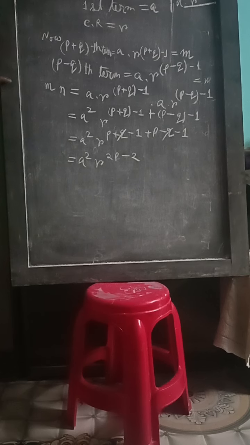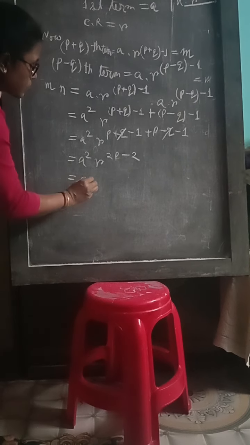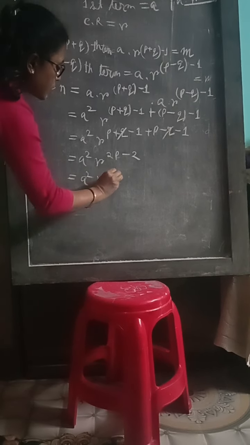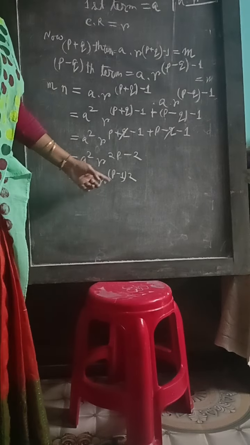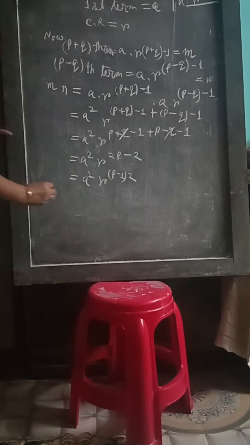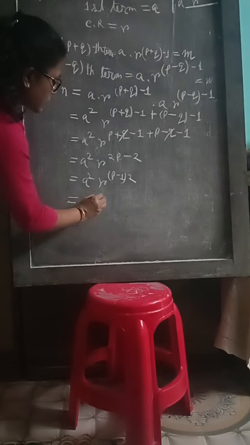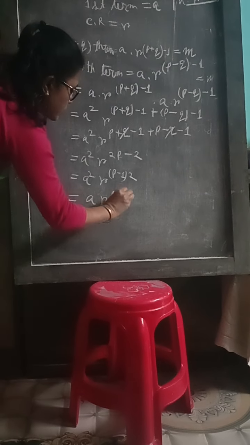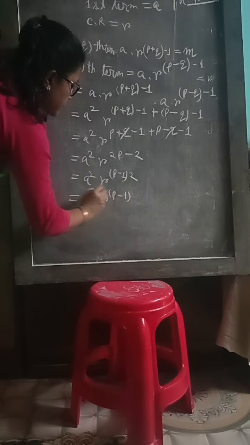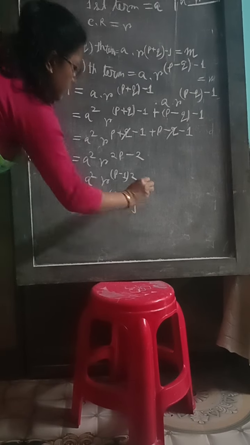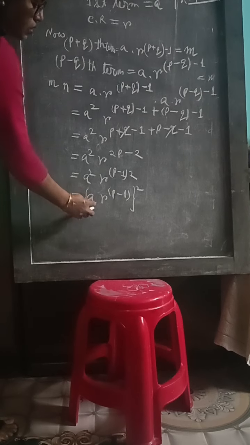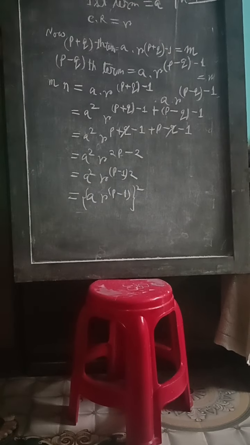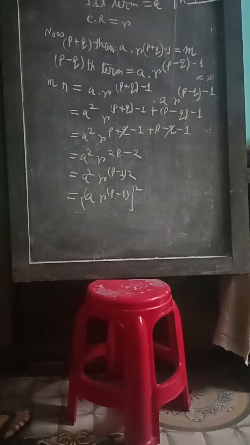Understand this? Now see, a square r to the power p minus 1 into t. So we can write this r to the power m into n. Okay. So a r to the power p minus 1, whole square. Okay. But this is what term? a into r to the power p minus 1 is equal to this pth term.